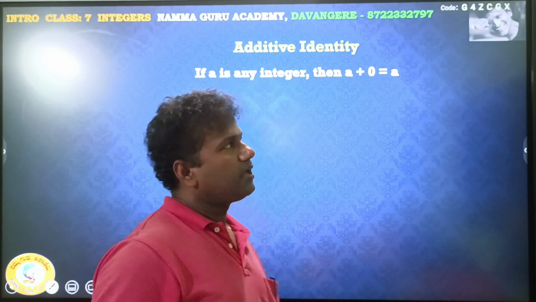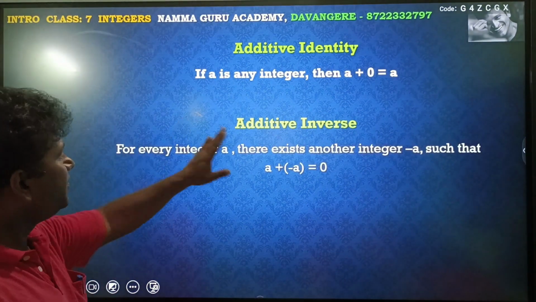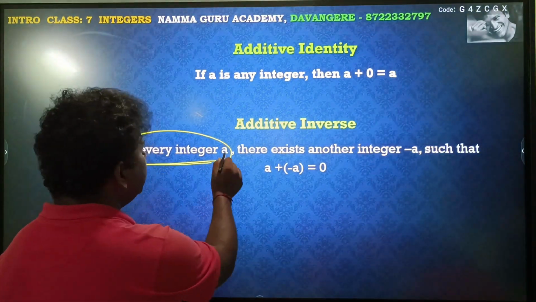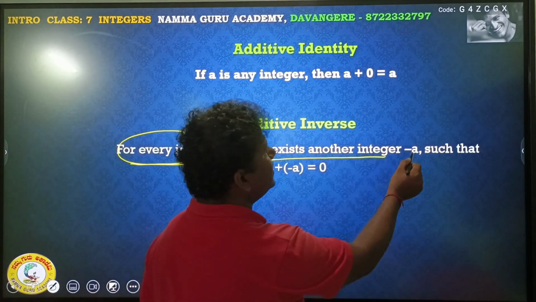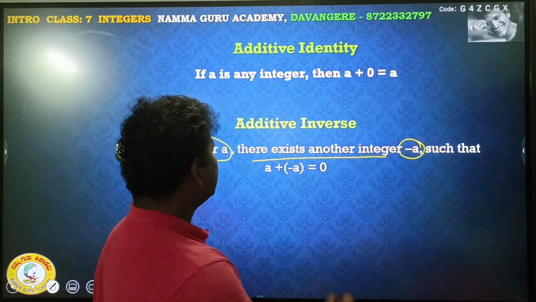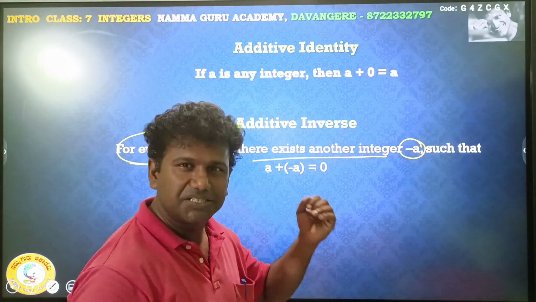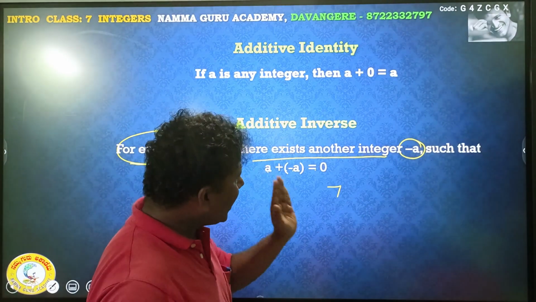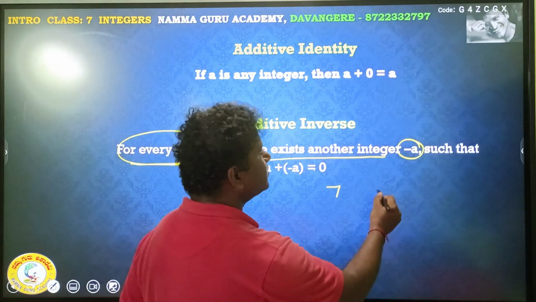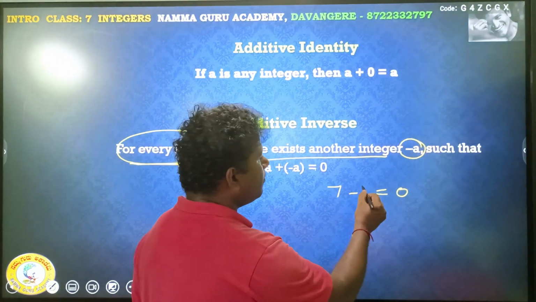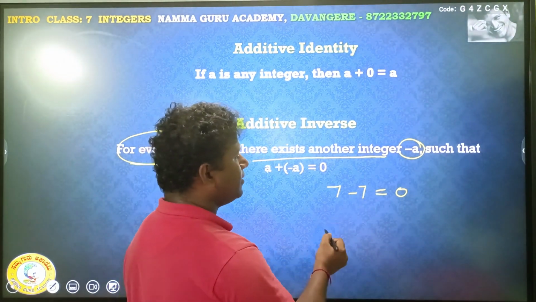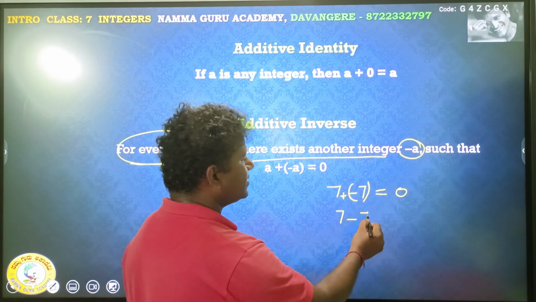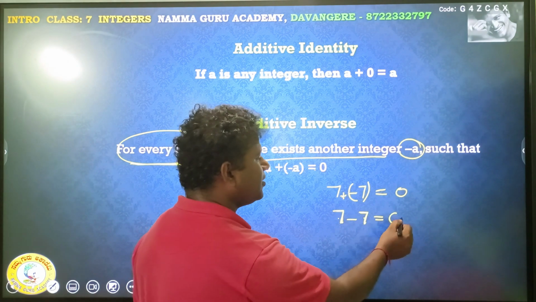Next, after this, we are going to get additive inverse. What is additive inverse? For every integer A, there exists another integer minus A. So A plus minus A is equal to 0. We shall understand it by taking an example. In the place of A, we shall take 7. By adding which number to 7 do we get 0? Minus 7. If you add minus 7, in this way we are going to write plus into minus, minus 7. From 7, if you subtract 7, we will get 0.